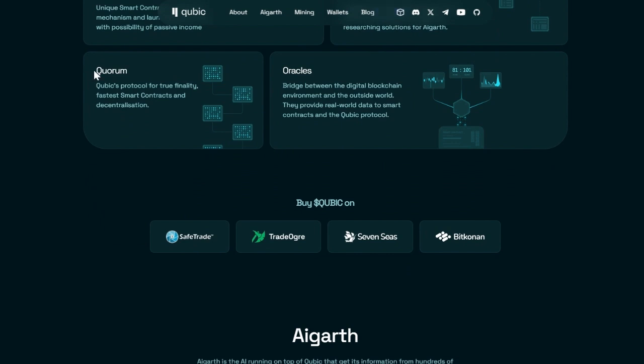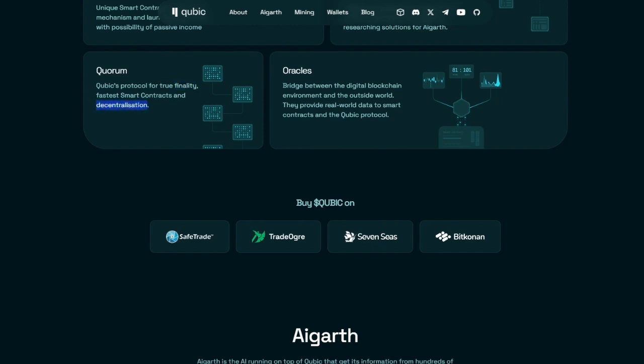And then it's got a quorum. So quorum, Qubic's protocol for true finality, fast smart contracts, and decentralization. And we should mention that why it's so quick is that Qubic can operate 40 million transactions per second. So it's super quick with true finality. So when a transaction happens, it happens instantly and it's finalized truly straight away.